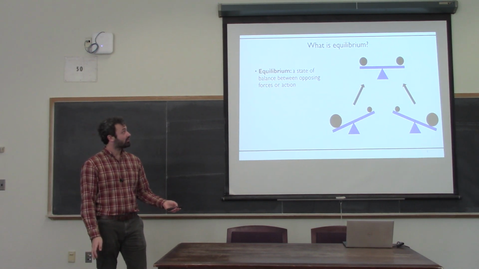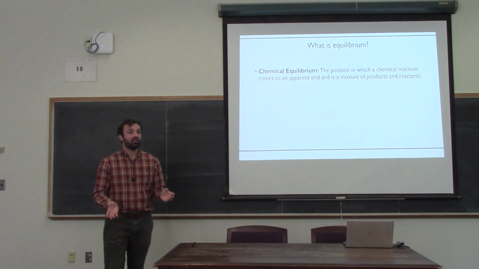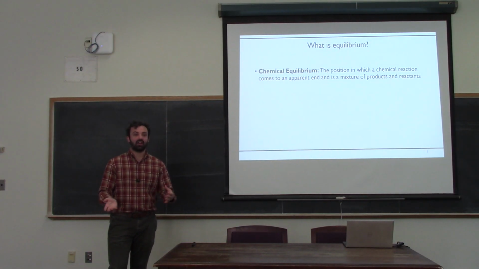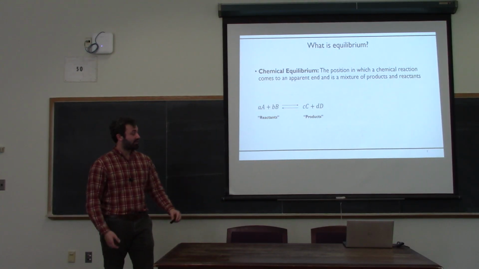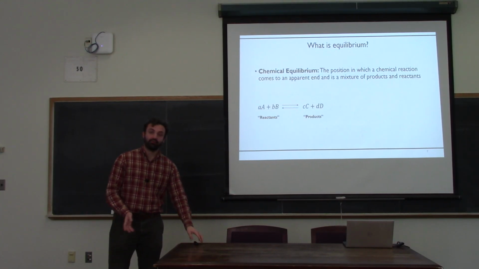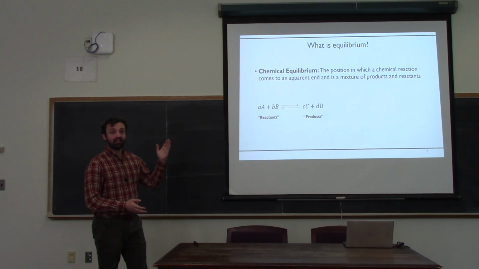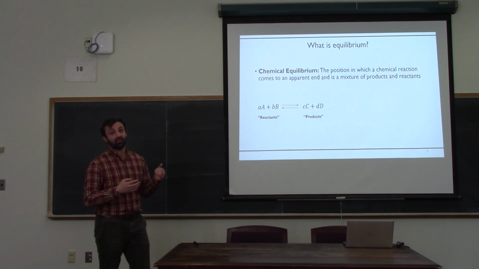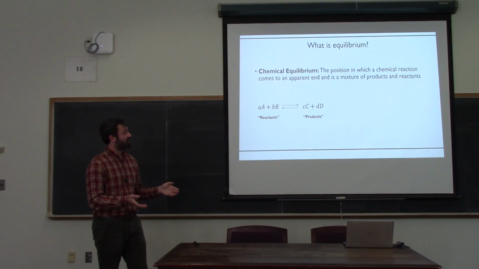In a chemical sense, when we think about equilibrium, we think about the position of a chemical reaction in which it comes to an apparent end and is a mixture of products and reactants. So that means that the forward and reverse reactions are going at the same rate. And let's think about a general chemical reaction, just the reaction of reactants A and B to form products C and D. And just to orient you a little bit on the nomenclature here, the uppercase letters indicate the actual molecules that you're putting into the reaction. The lowercase letters indicate the stoichiometry. And the fact that I am using an arrow that goes in both directions indicates that this reaction is indeed reversible.